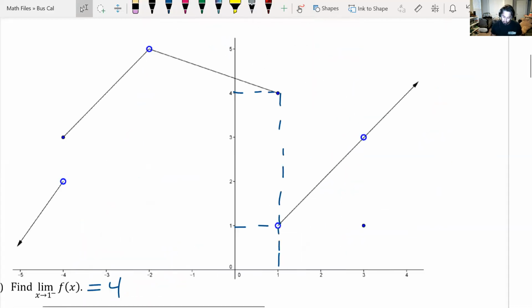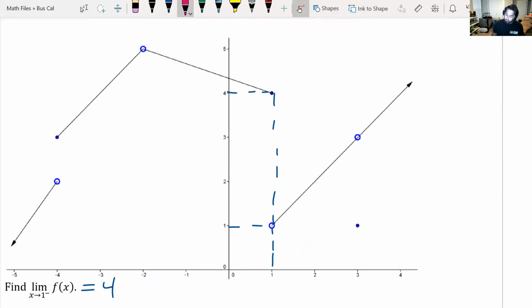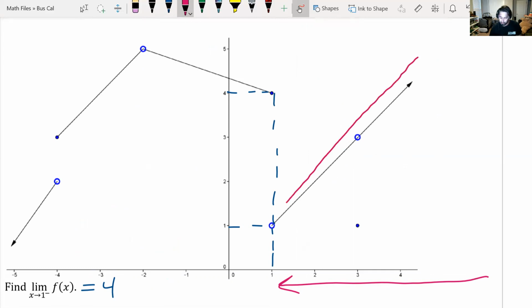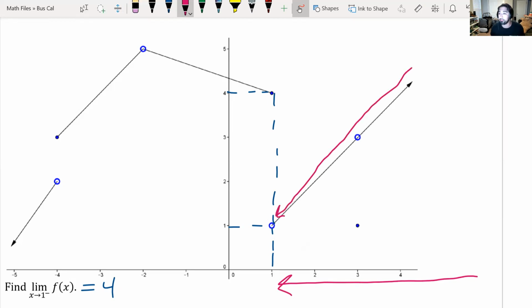So back to the graph. As we approach 1 from the right side, so as x gets closer to 1 from the right, we see that my y values get closer and closer and closer to 1. So once again, run it back. As x gets closer and closer and closer to 1 from the right side, y gets closer and closer and closer to 1. All right, so this means that the limit from the right is 1.